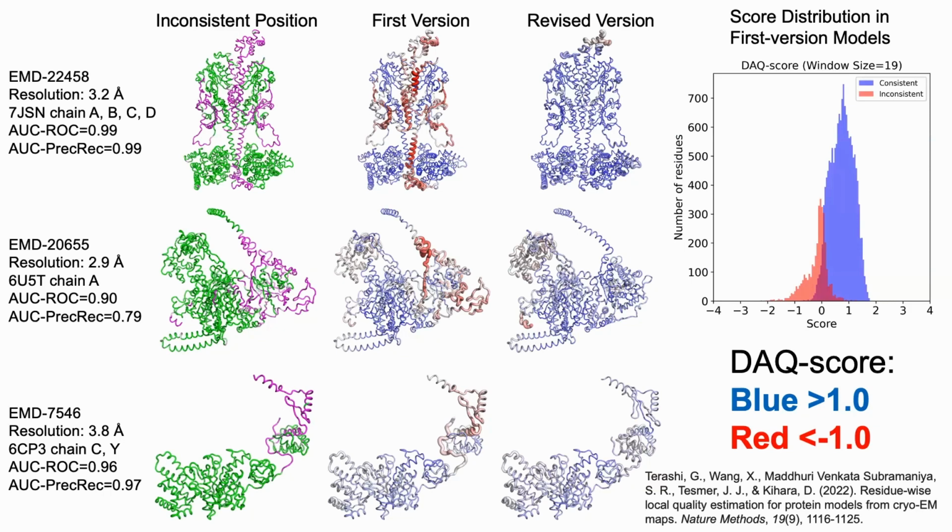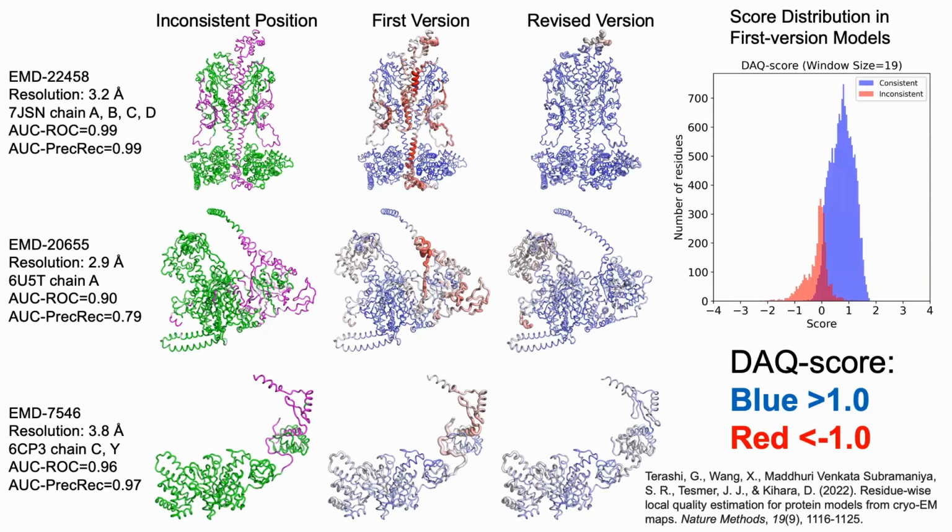Then we computed the DAQ score on all positions. Clearly we can see that the inconsistent positions have a lower DAQ score, and the consistent positions have a higher DAQ score. This plot also shows that if the DAQ score is lower than negative 1.0, it is highly possible that the position is inaccurate. And if the DAQ score is better than 1.0, then this position is highly reliable.